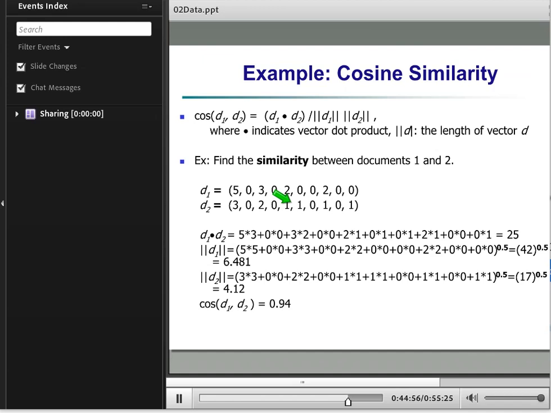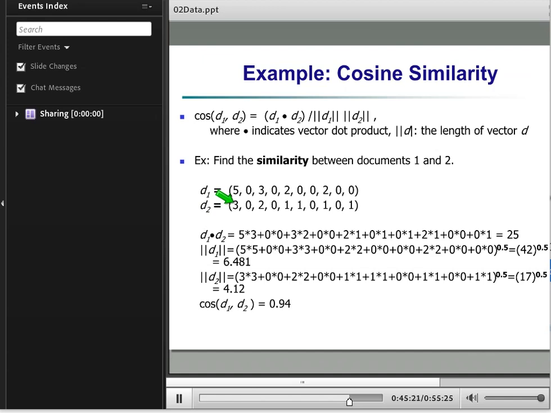These are two different vectors, and I'm trying to find their similarity using cosine similarity. Firstly, I should calculate the dot product of those vectors. So I'm doing that something like this.